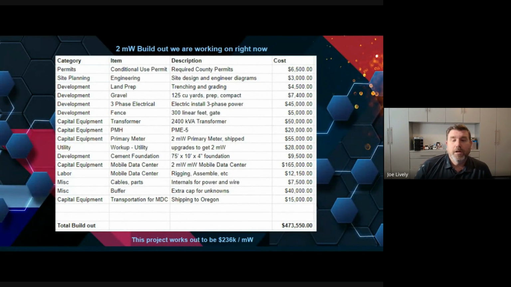The utility work. After I went through and broke down, I told you it was $70,000. That's when they were quoting me for a primary metering cabinet and the PME5. I went through and sourced those out myself. And again, they had $20,000 in there for their primary metering, but I wasn't going to wait a year for that to happen.